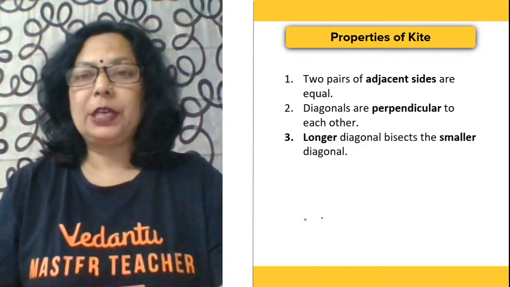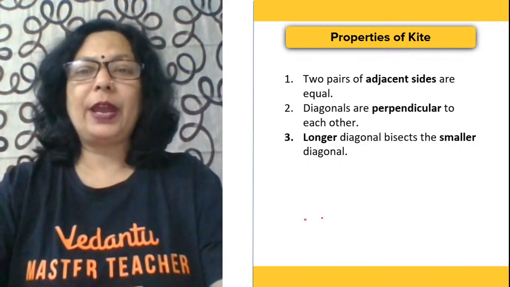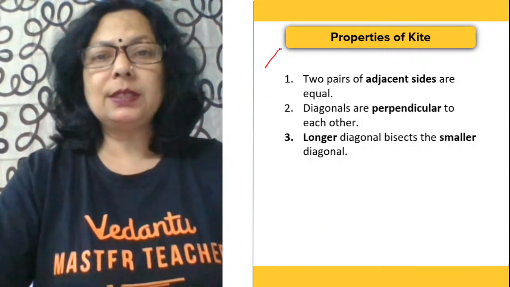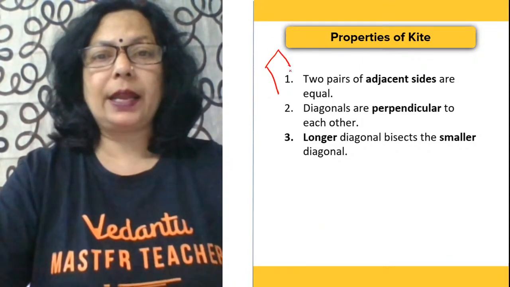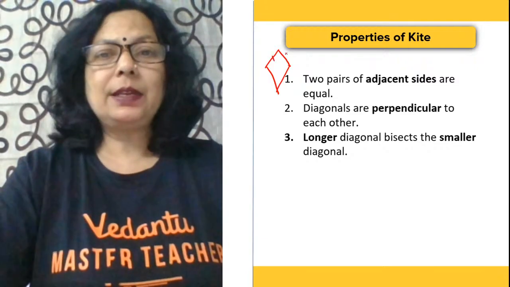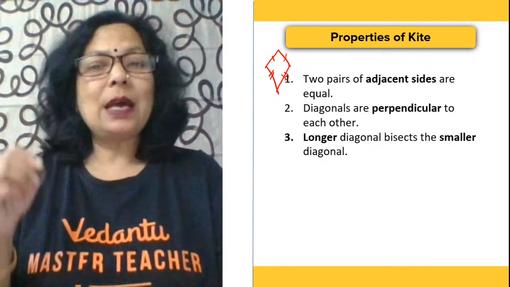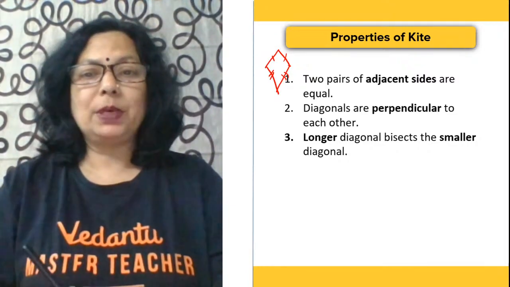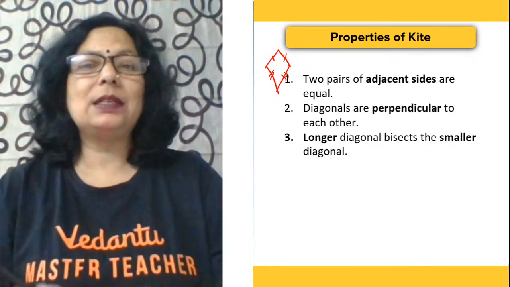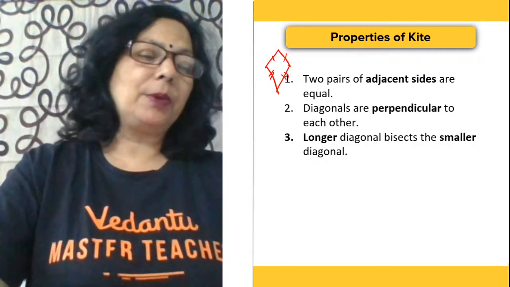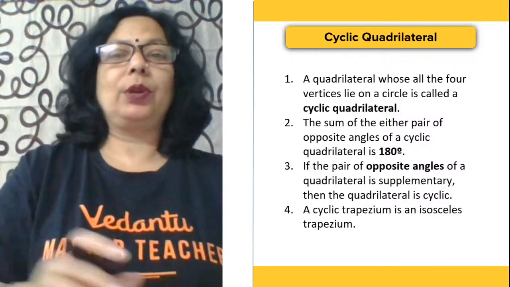Now comes the properties of a kite. Two pairs of adjacent sides are equal. This is a kite. This side is equal to this side and this side is equal to this side. Diagonals are perpendicular to each other just like a rhombus, and the longer diagonal bisects the smaller diagonal. Means the two diagonals bisect each other because that is the property of any parallelogram.